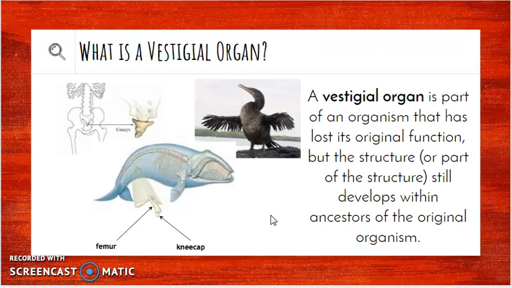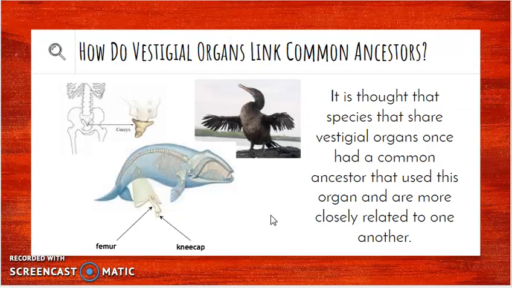Another way that we are able to help determine common ancestry is looking at something called vestigial organs. A vestigial organ is a part of an organism that has lost its original function, but the structure or part of the structure still develops within descendants of the original organism. So as we look at these vestigial organs, it is thought that species that share vestigial organs once had a common ancestor that used this organ and are more closely related to one another.